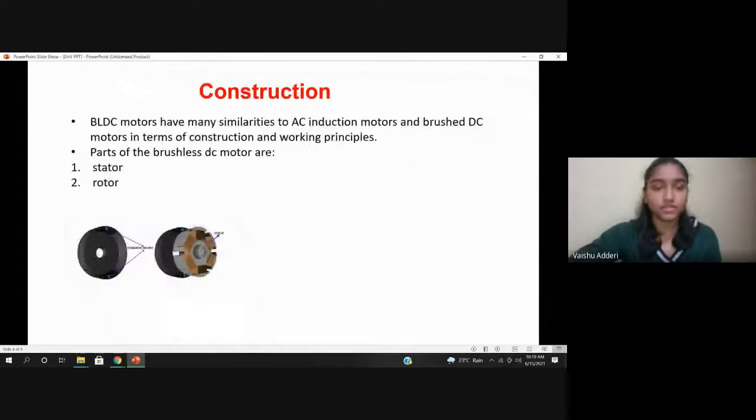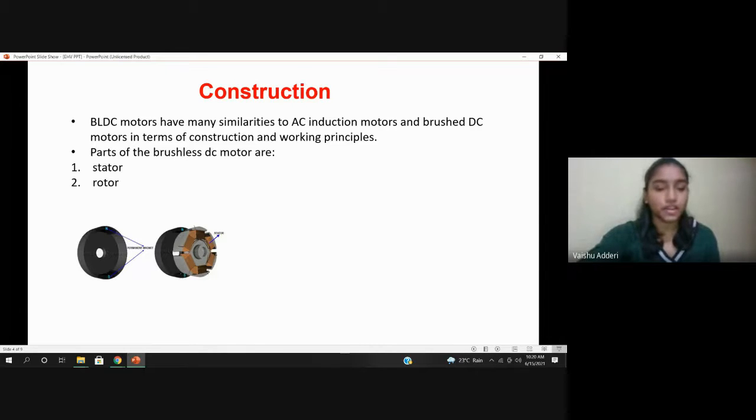Moving to the construction of BLDC motors, BLDC motors have many similarities to AC induction motors and brush DC motors in terms of construction and working principles. The parts of brushless DC motors are stator and rotor. A stator is made up of silicon steel stamping with slots. The slots accommodate armature windings. The winding is wound with a specified number of poles. The winding is connected to DC supply through power electronic switching circuits.